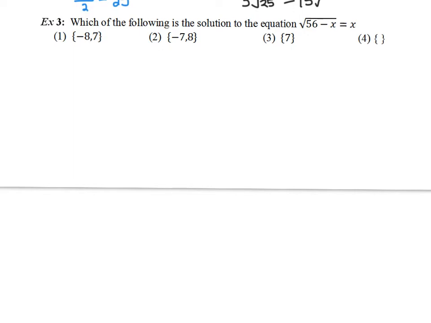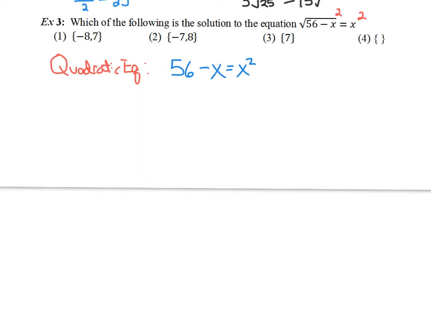Exercise 3 introduces us to a slightly more difficult radical equation. It's not harder in that I'm going to square both sides of the equation first. So that now gives me 56 minus x is equal to x squared. But what I should notice here is that I no longer have a linear equation. This is now a quadratic equation. Quadratic because I've got an x squared as the biggest exponent.